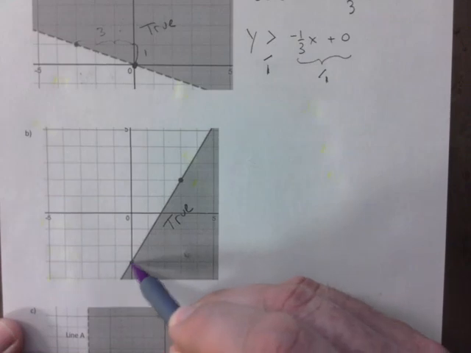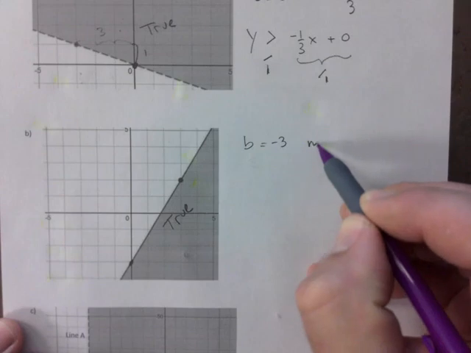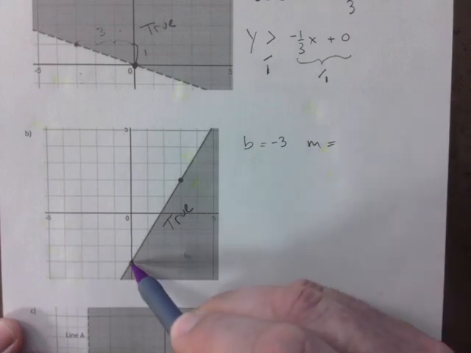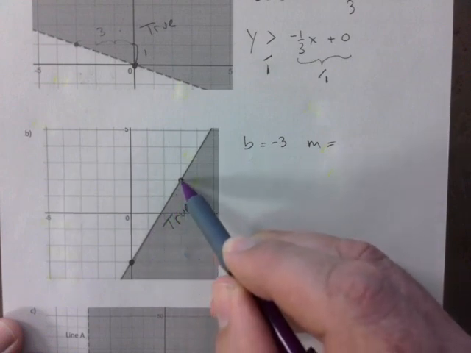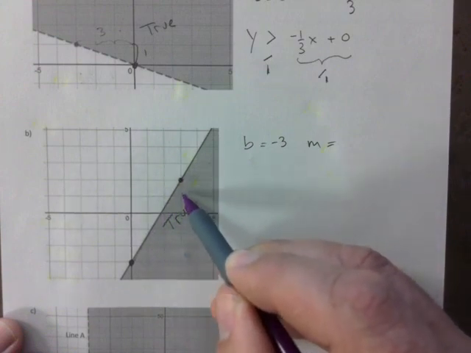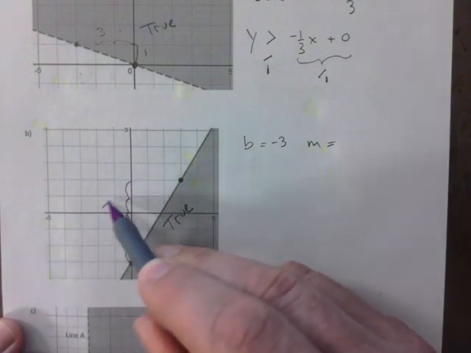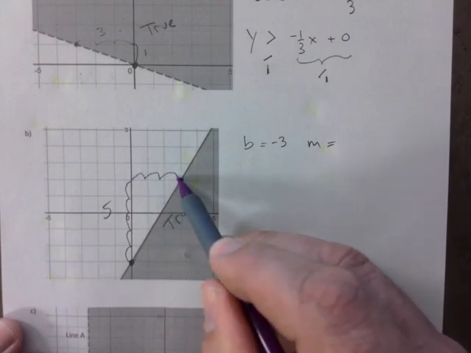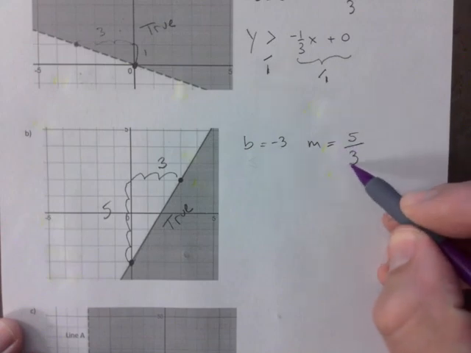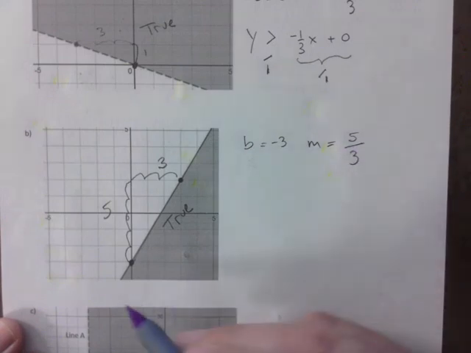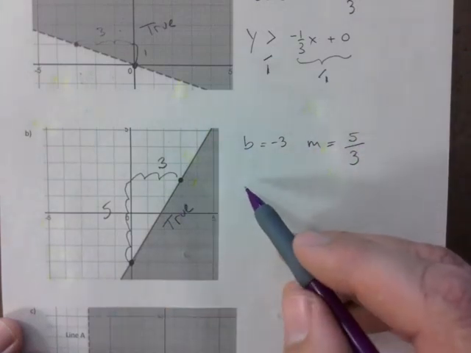This one, my y-intercept is -3. My slope, I scan the line. I'm going to use this as my first point. I scan it, and the only time I really fall on an intersection is here. So I'm going to go 1, 2, 3, 4, 5, and 1, 2, 3. So I have a rise of 5 and a run of 3, and this is going up from left to right, so it's a positive slope. I can leave it as is.